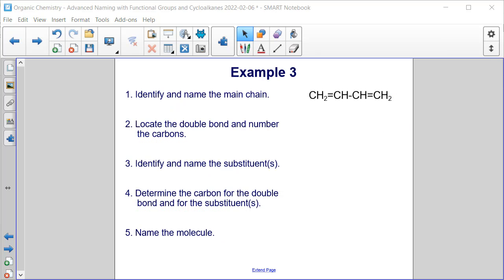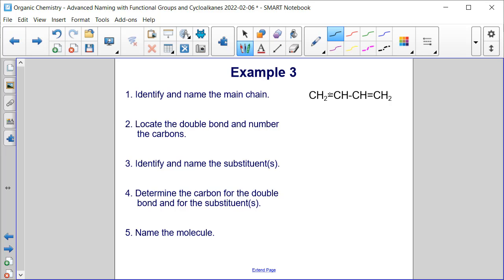All right, here's example 3. You can see the diagram on the right, and our ultimate goal through these 5 steps is to write the name for this molecule. So we start by identifying and naming the main chain. So we just have a straight chain here. So we just have this long chain right here of 1, 2, 3, 4 carbons. Okay, so 4 carbons is bute. And because there's double bond, we'll say butene.